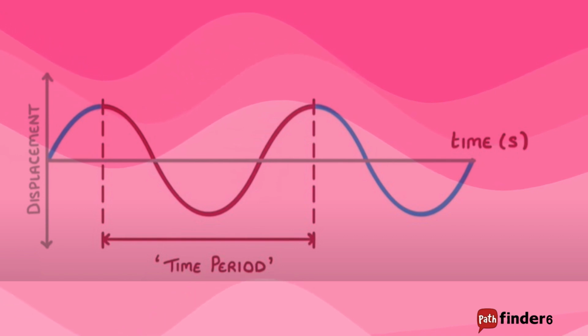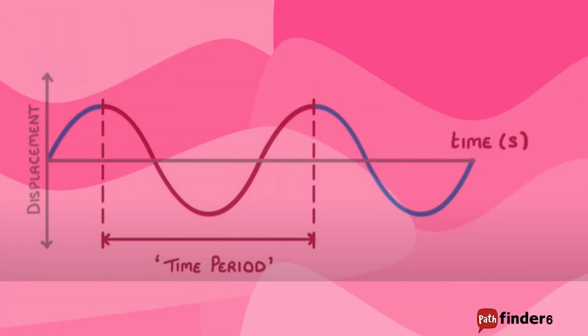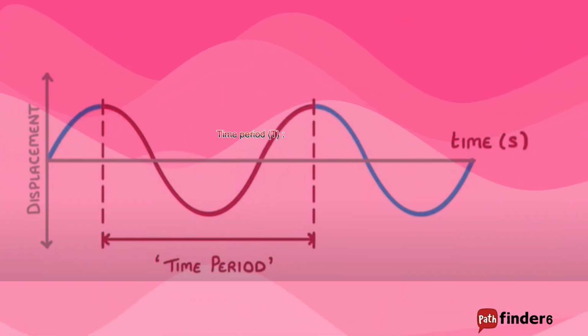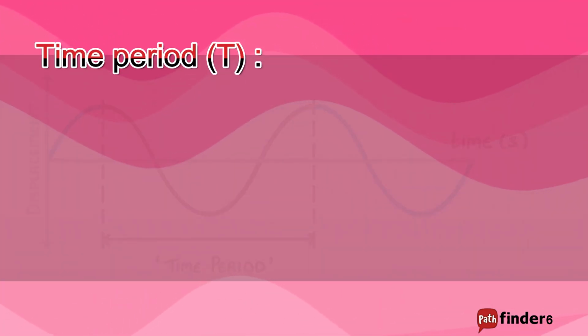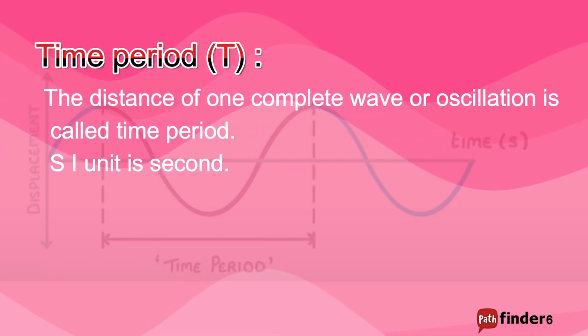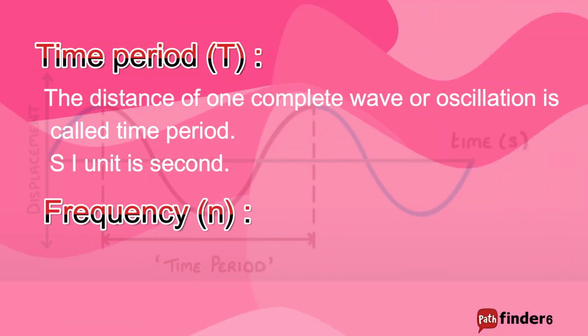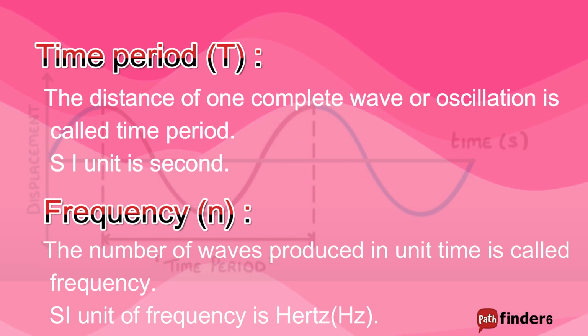You observe a displacement-time graph by taking time on the x-axis. Definition of time period. The time of one complete wave or oscillation is called time period. SI unit is second. Definition of frequency. The number of waves produced in unit time is called frequency. SI unit of frequency is hertz.